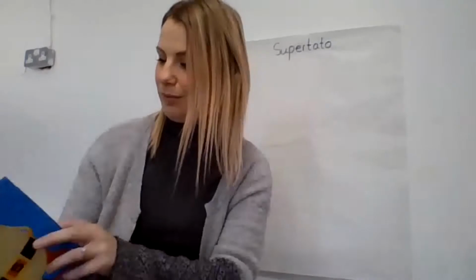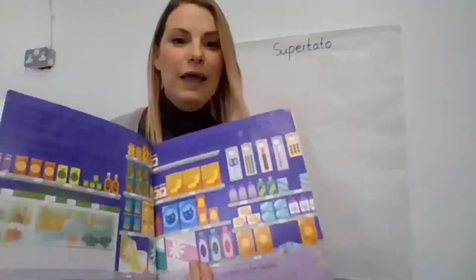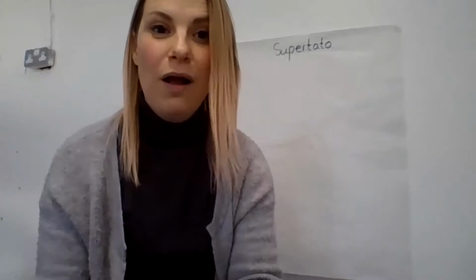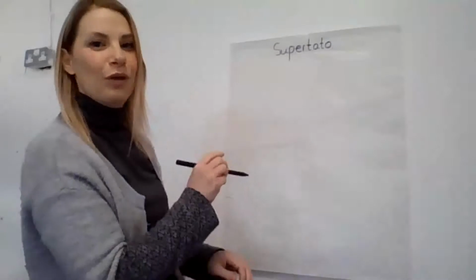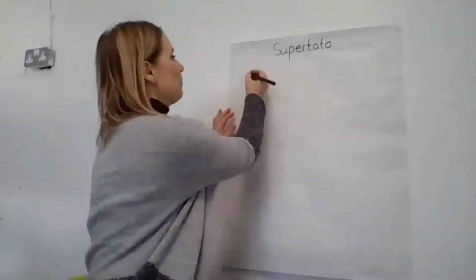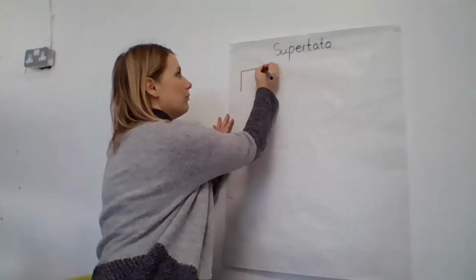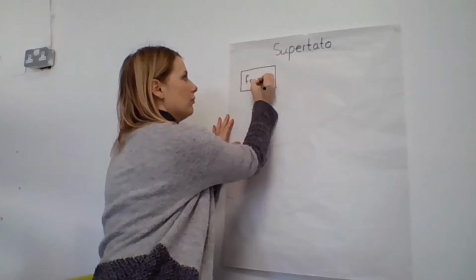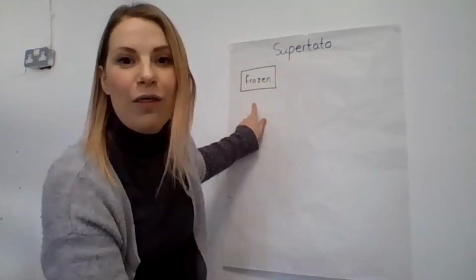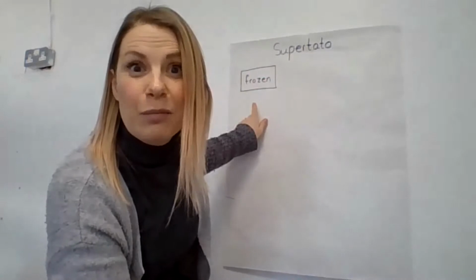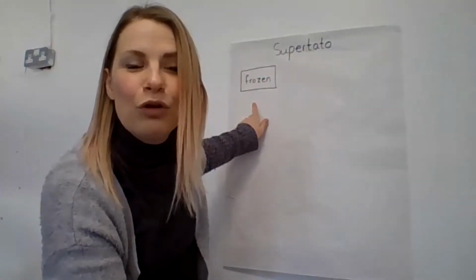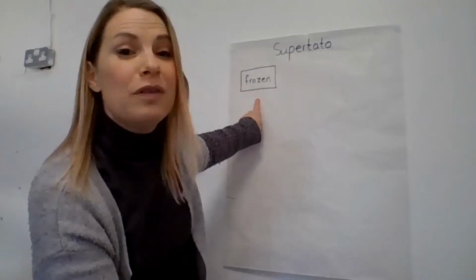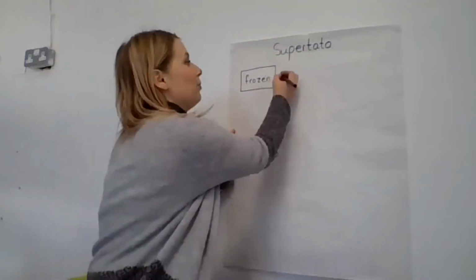Should we have a look? Oh, here they are. They're in the supermarket. So I'm going to draw a picture of some frozen food. You can do that too if you want to. There, I've got a box of something frozen. It could be some fish fingers or it could be some chips. There's my box. Now I draw an arrow to show us that the next thing's happening in the story.